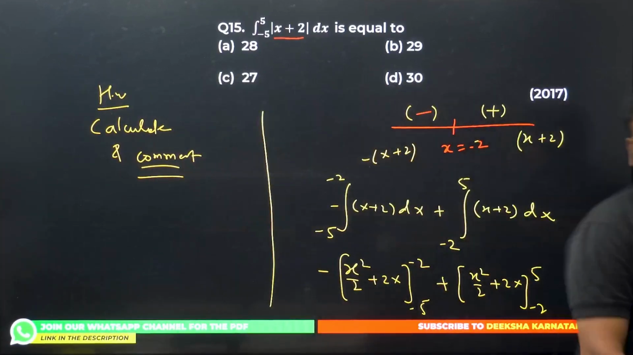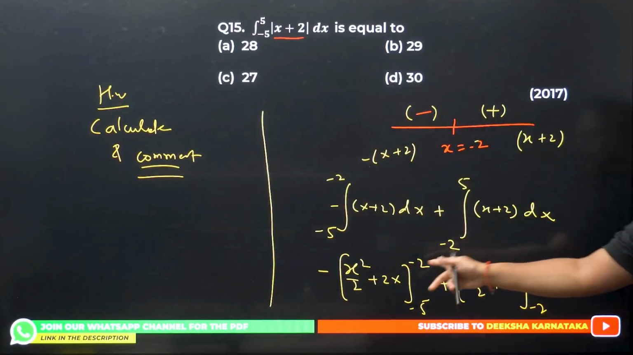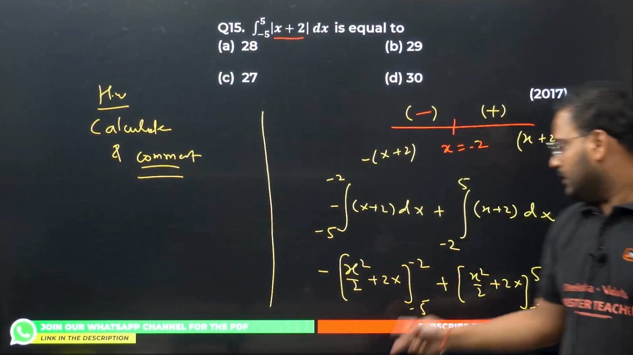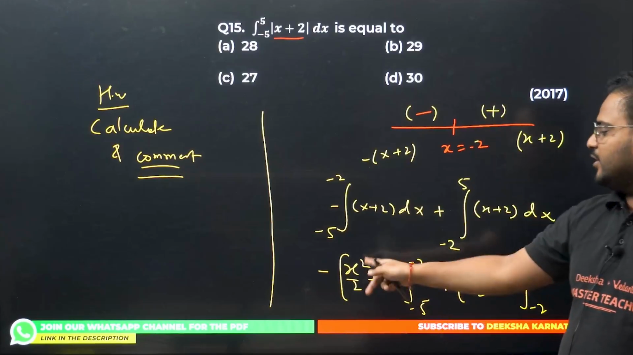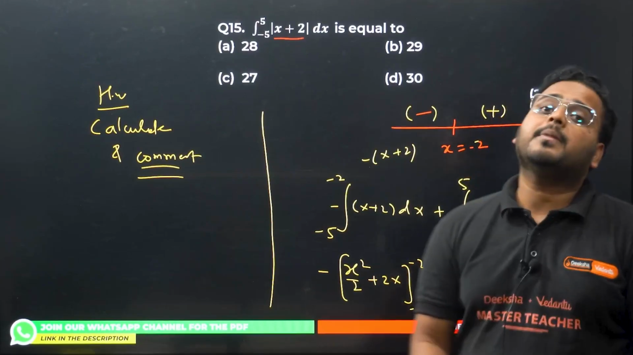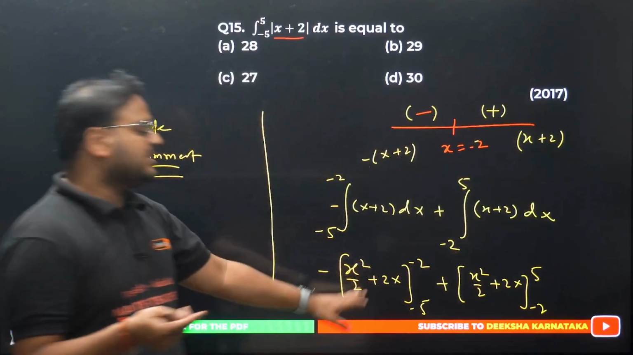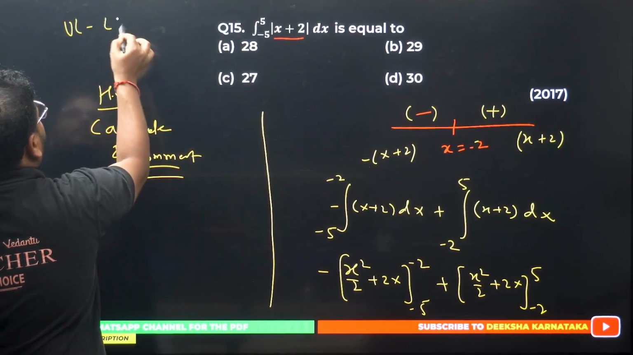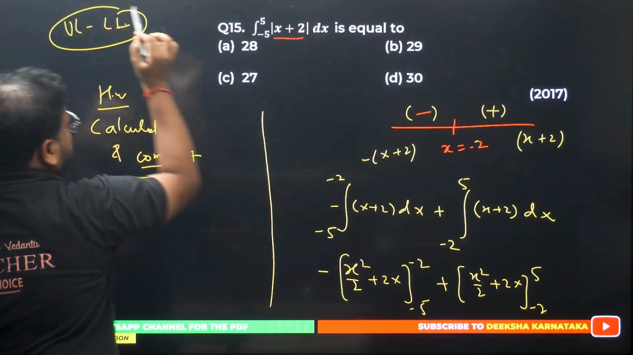Right now, please put the values here. Minus 2 square by 2 is going to be 2. Minus 2 into 2 will become minus 4. Same you do with the minus sign. Minus 5 in square, 25 by 2. Minus 5 into 2 will become minus 10. There is a minus sign because of the upper limit minus lower limit. Remember, upper limit minus lower limit is the form when you substitute the limits.